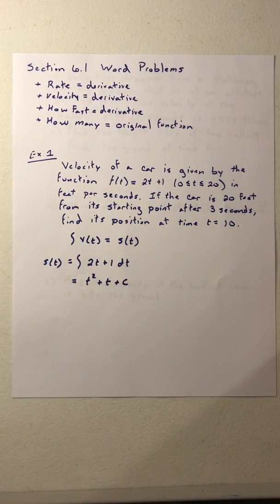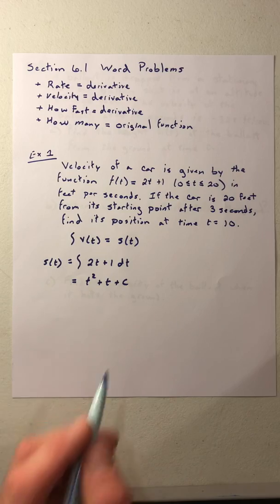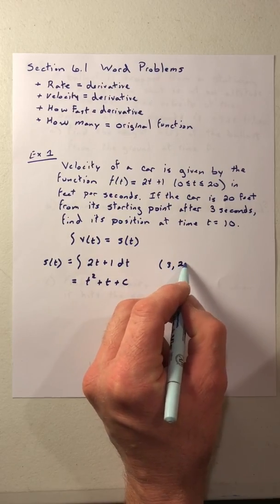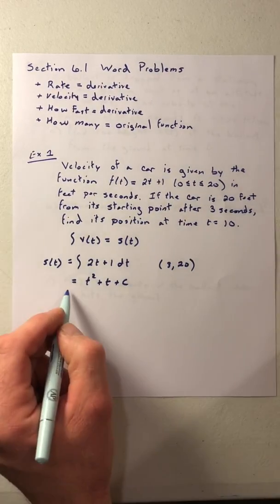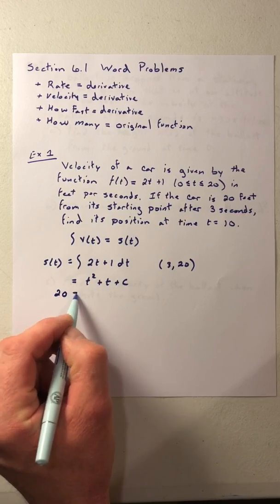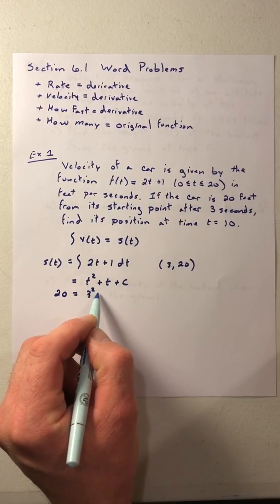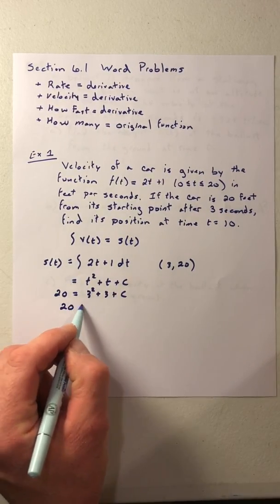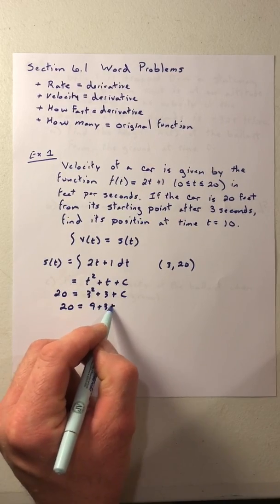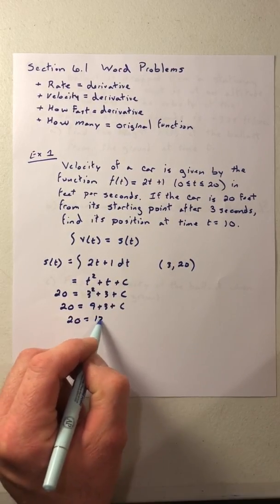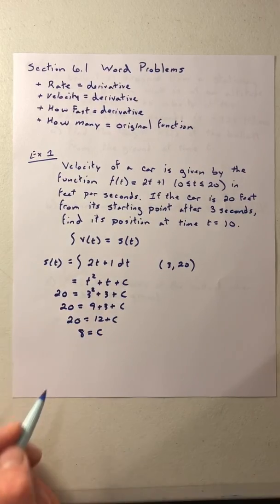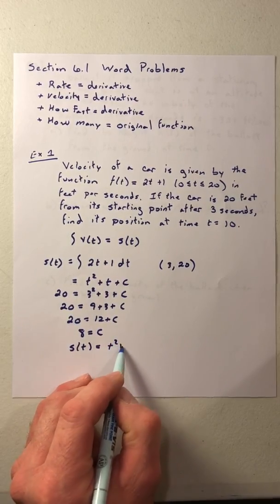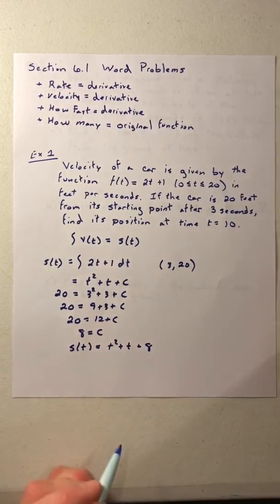But I know that after 3 seconds, I was 20 feet away. So this really is an initial value problem where we give you the point (3, 20). If I plug in my position, which is 20, after 3 seconds, I know what the constant value is going to be. So 20 is going to equal 9 plus 3 plus c. 20 will equal 12 plus c, or 8 will equal c. So my original function, s of t, is going to equal t squared plus t plus 8.